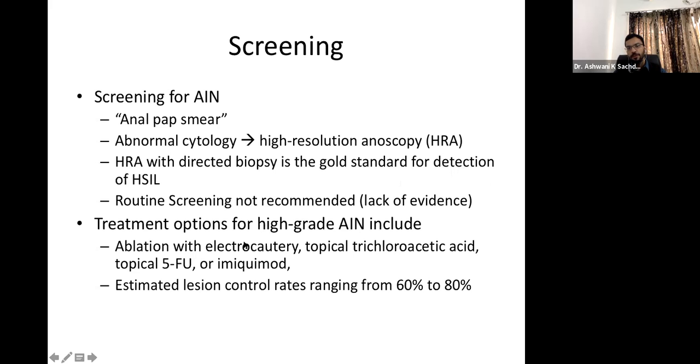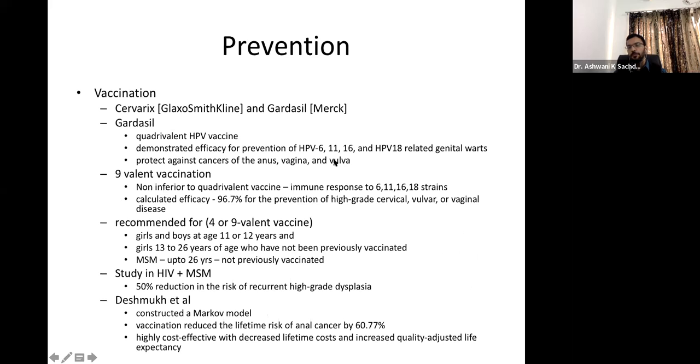So what are the treatments for high grade anal intraepithelial lesions? Ablation with electrocautery, topical trichloroacetic acid, topical 5-FU, imiquimod. These can be applied as chemotherapeutic agents or with electrocautery. Estimated rates of control are about 60 to 80% in high grade lesions. So, how do we prevent these lesions? Although we are not doing regular screening, prevention can be done with the help of vaccination, as in the cervix.